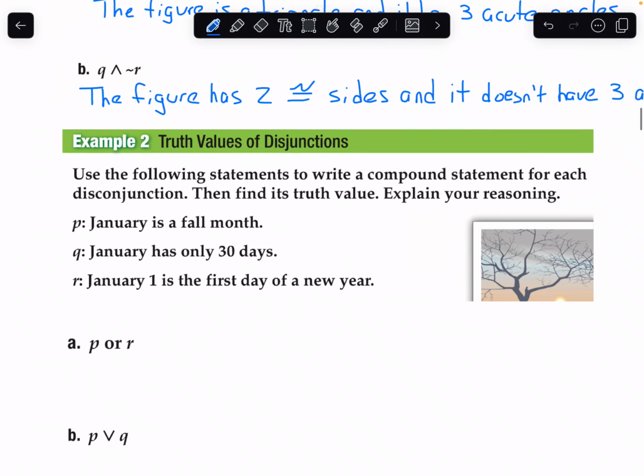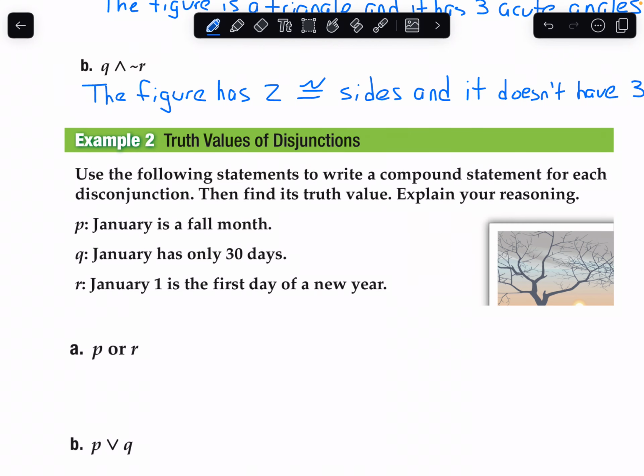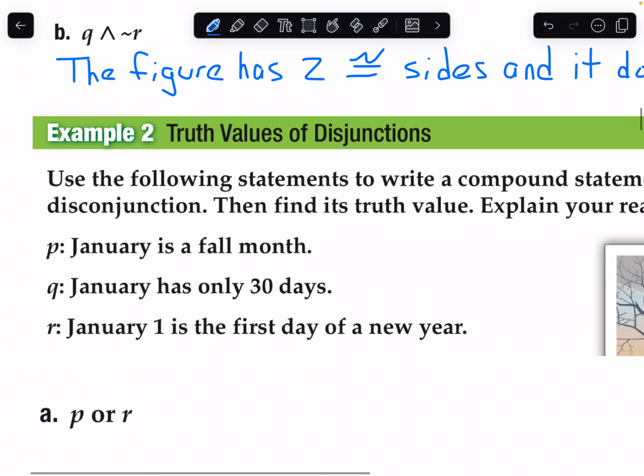How about example 2? Truth value of disjunctions. Same thing, write the compound statement, find its truth value, explain your reasoning. Statement P says January is a fall month. I believe that would be false. Statement Q, January has only 30 days. I believe that one's also false. January has 31. Statement R, January 1 is the first day of a new year. In Western civilizations, yes.